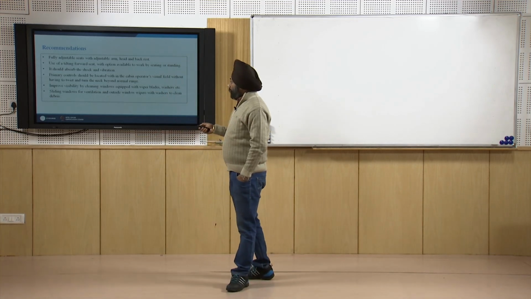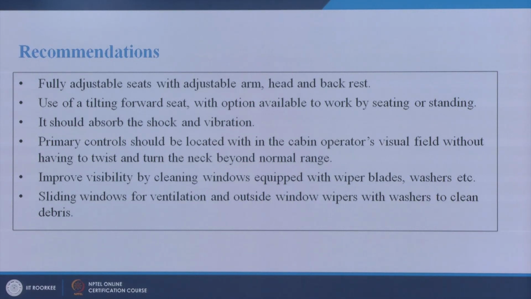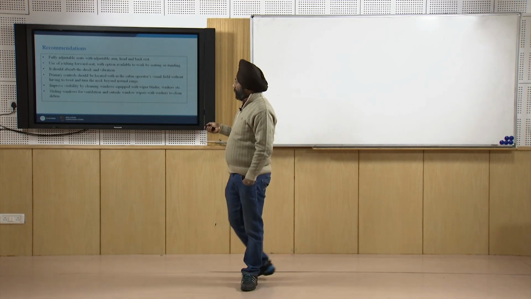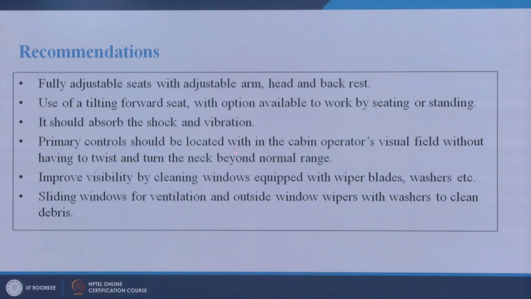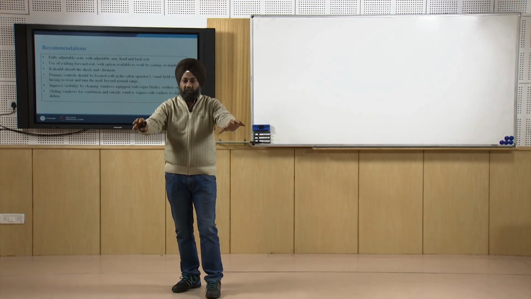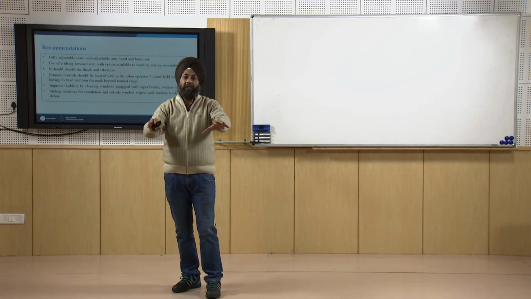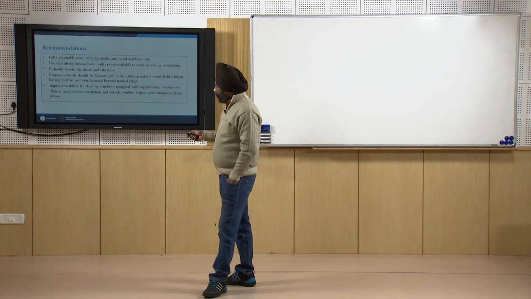Third, the crane cabin should absorb the shock and vibration, because he is operating at a height and there will always be movement, some kind of vibration. The cabin should be able to absorb that. Primary controls should be located within the cabin operator's visual field without having to twist and turn the neck beyond the normal range. So whatever controls are there should be in his visual range only. He should not turn his neck a number of times in a day, because it may lead to musculoskeletal disorders.